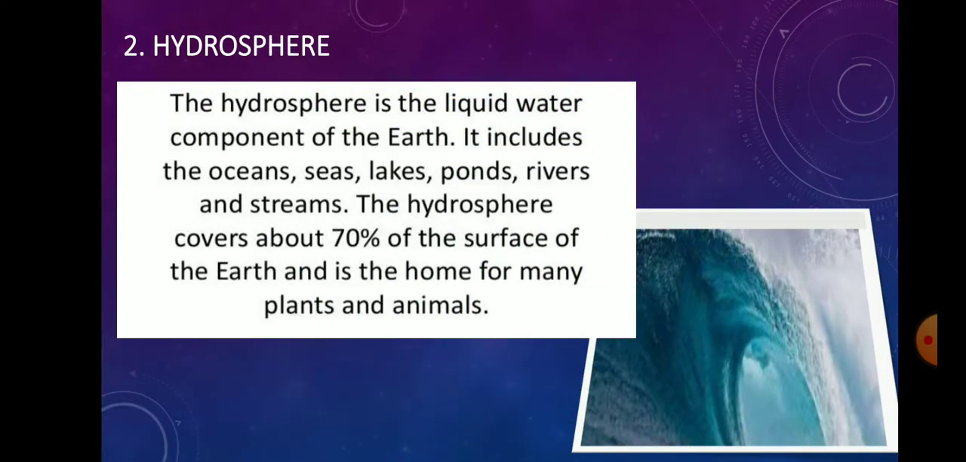Hydrosphere is the liquid water component of the earth. It includes the oceans, seas, lakes, ponds, rivers, and streams. The hydrosphere covers about 70% of the surface of the earth and is the home for many plants and animals. The ocean serves 2 main purposes in the climate system.